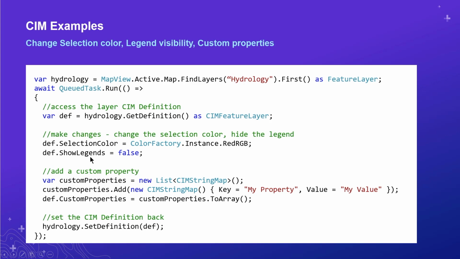And then I want to hide the legend in the TOC for this layer. So I'm setting the show legends property to false.